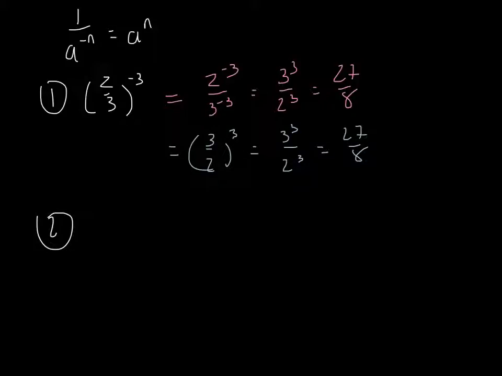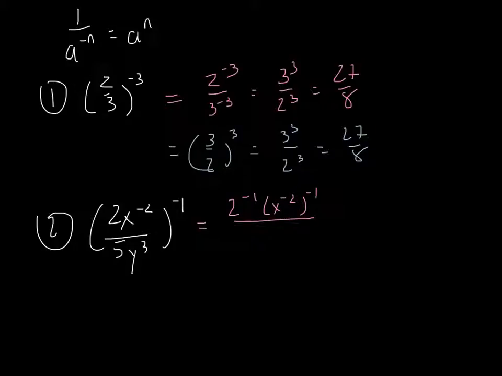Doing another example using this property. 2 to the x to the negative 2 over 5y cubed, all to the negative 1. Two ways to do it. First one is distribute the negative 1 everywhere. Alright, and notice keeping it simple, dealing with the negative, so I'll deal with powers to powers now.